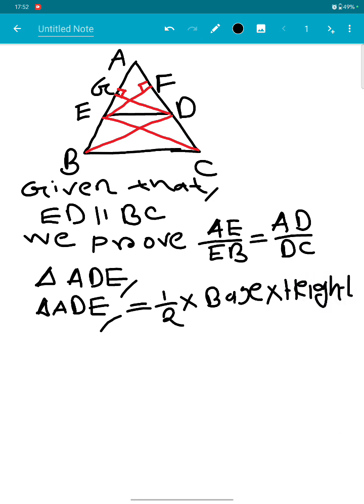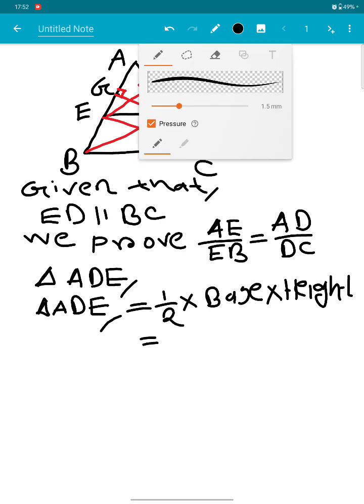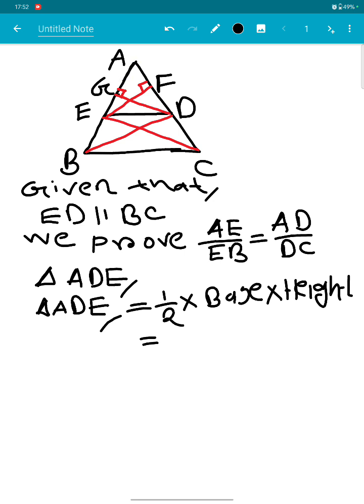This is the area of a triangle. What is the base of ADE? Base of ADE is AE, and height is GD, because GD is perpendicular to AE. So AE is the base, and GD is the height.